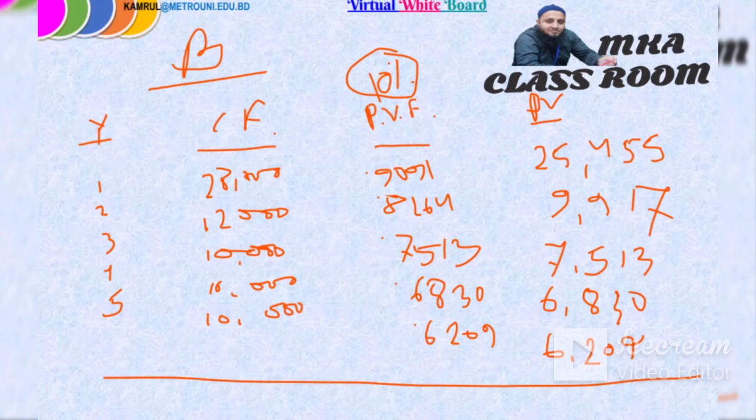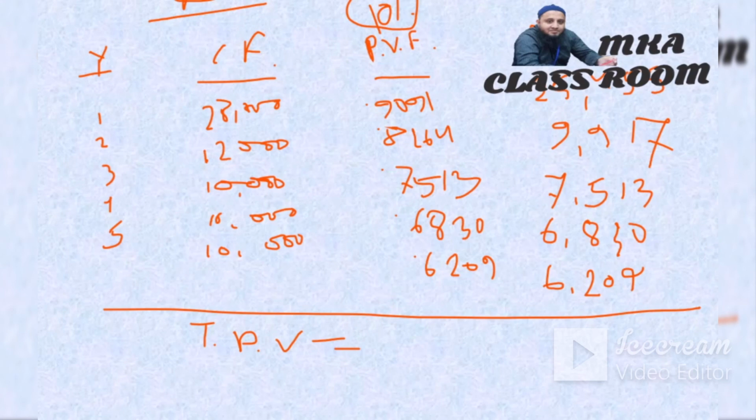Now the total present value equals 25,455 plus 9,917 plus 7,513 plus 6,830 plus 6,209, which equals 55,924. That is our total present value.